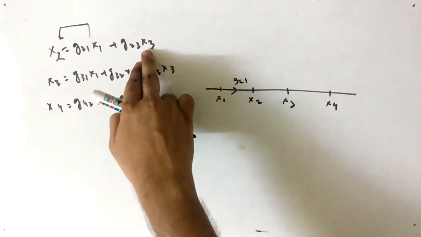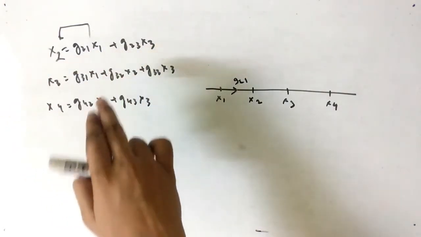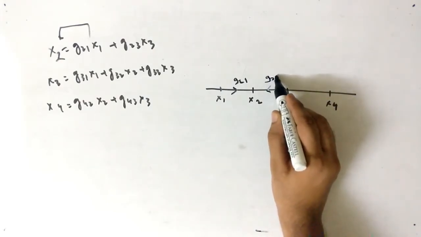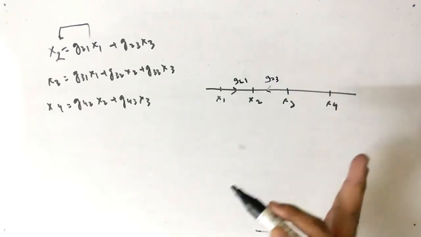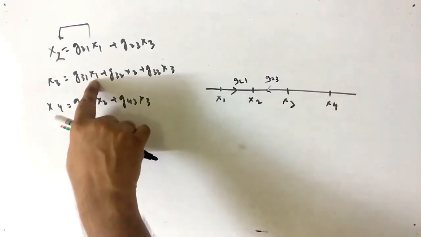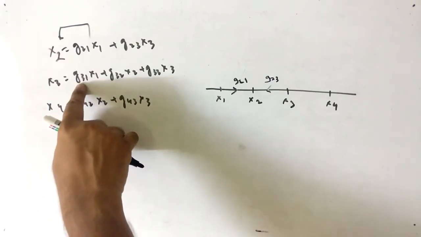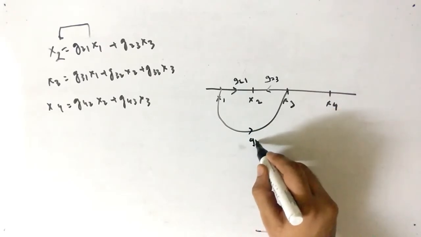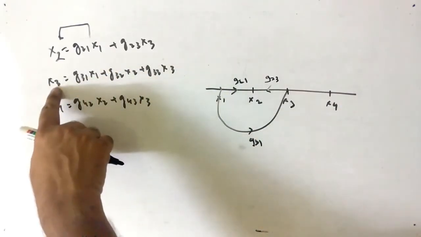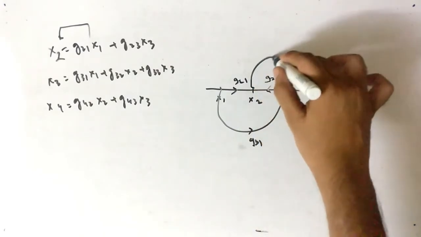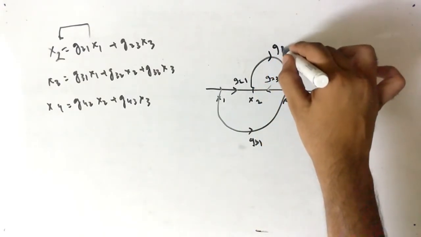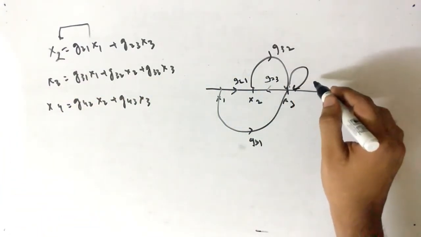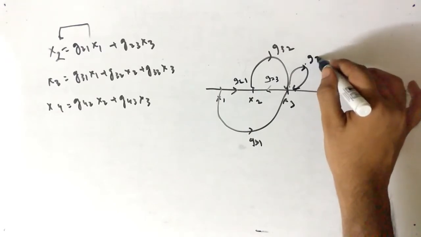Then you have this. From x3 to x2 you have the gain g23. So you won't miss any direction and you will get it simply. Then you have to note that from x1 to x3 the gain is g31. From x2 to x3 the gain is g32. From x3 to x3, so it's a loop like this, the gain is g33.